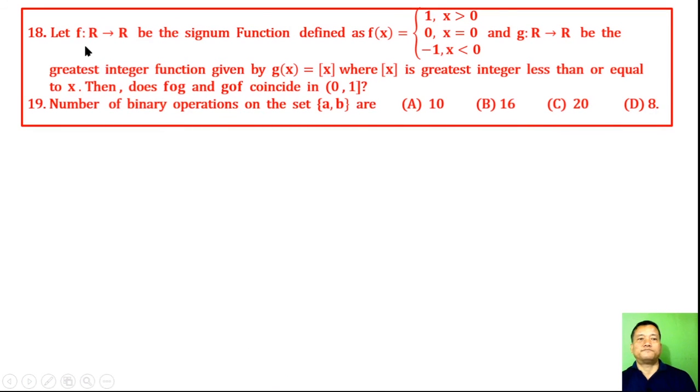Question number 18. Let f is a function from R to R be the signum function defined as f of x this, and g is from R to R be defined by g of x equal to x within tie bracket, where within x within tie bracket is greatest integer less than or equal to x, then thus fog and gof coincide in 0, 1.